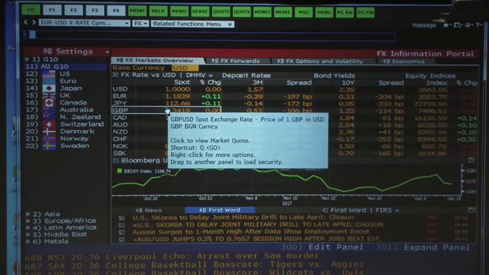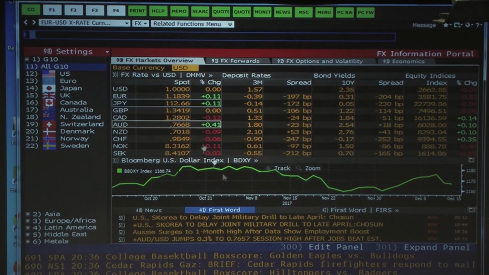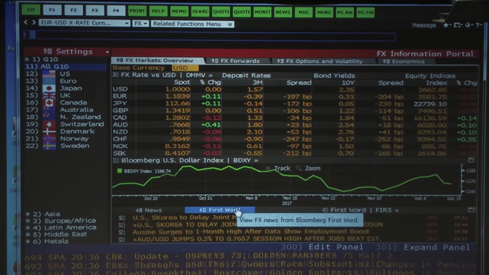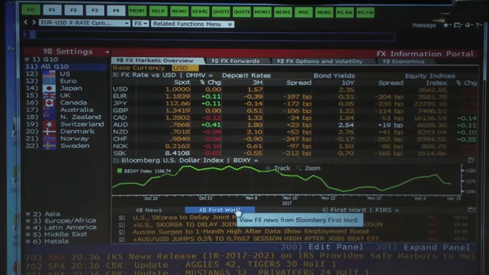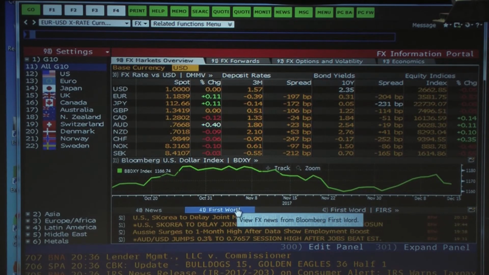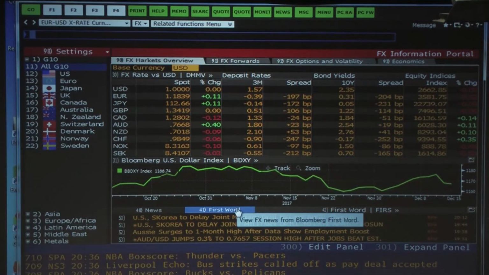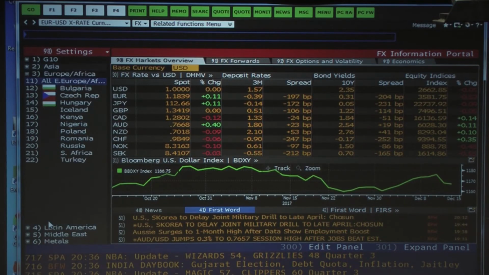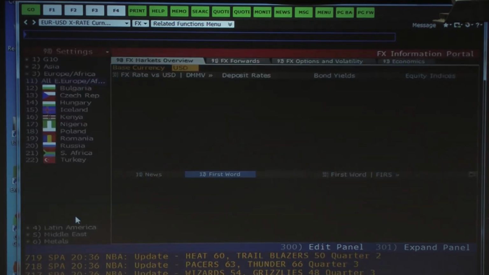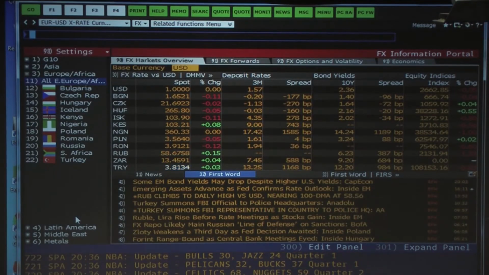How many Japanese yen can we buy? Or, how much Japanese yen can we buy with $1? And all these different currencies. We can see all the G10. We can even sort it by different areas, all of Europe. We can basically see how all the foreign currencies are doing.